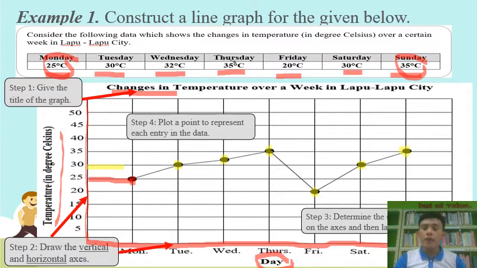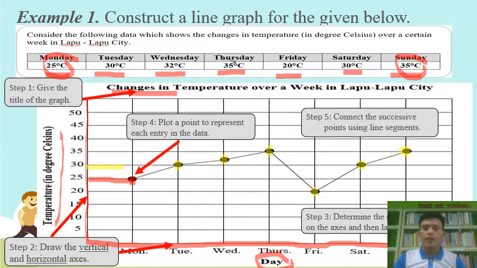So that is the way on how to draw or make a line graph. Step 5, connect the successive points. So we need to connect the points, connect the point, connect the point, and connect the point.